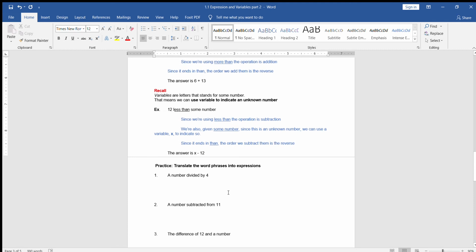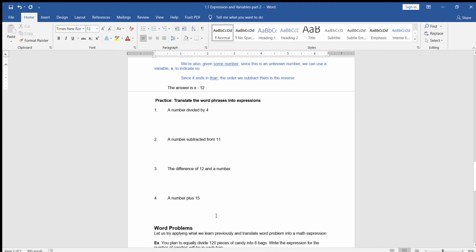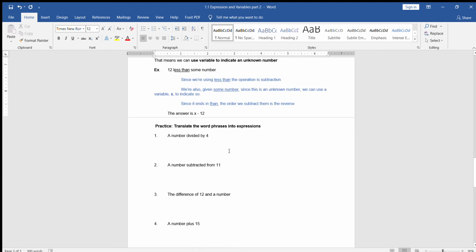So here you can pause the video and try practice problems 1 to 4 by yourself. Okay, hopefully you paused the video and did all of practice 1 to 4. Now let's try this together. For 1 to 4, I will use the variable x, but again, you can be fancy and use different variables.